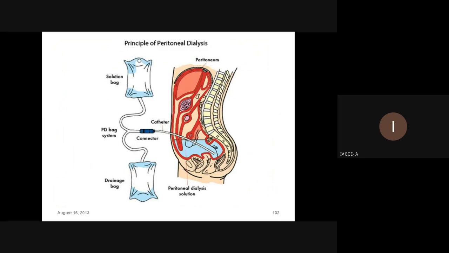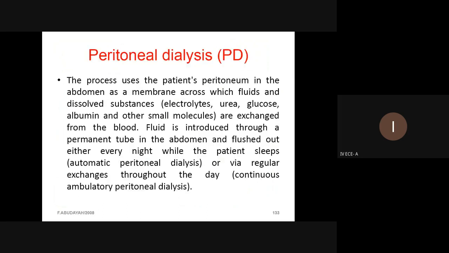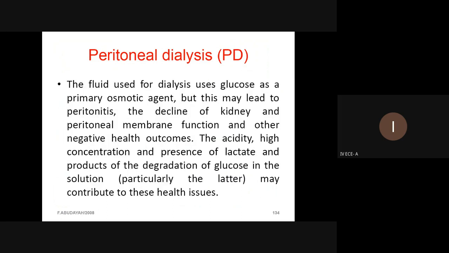Okay, so this is the peritoneal dialysis. The process uses the patient's peritoneum in the abdomen as a membrane across which fluids and dissolved substances are exchanged from the blood. Fluid is introduced through a permanent tube in the abdomen and flushed out either every night while the patient sleeps or via regular exchanges throughout the day.